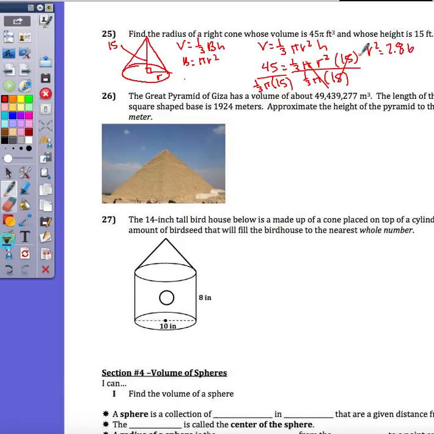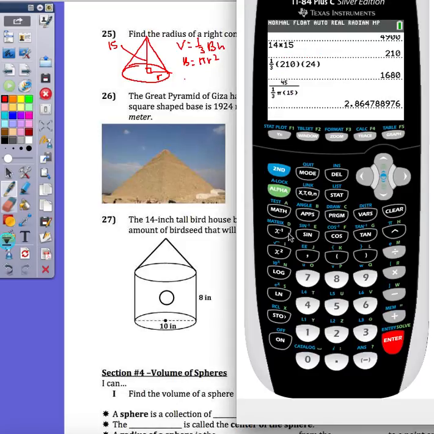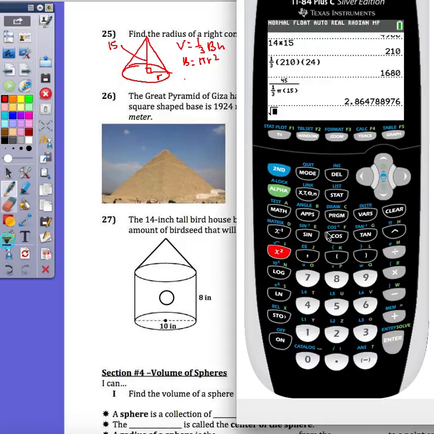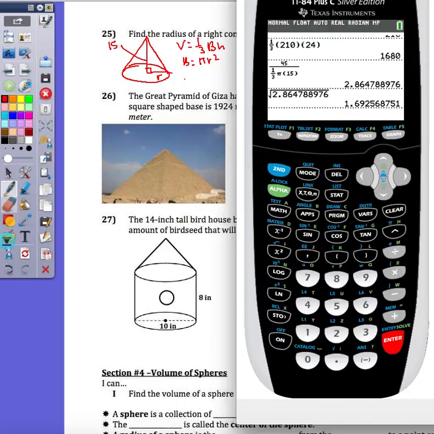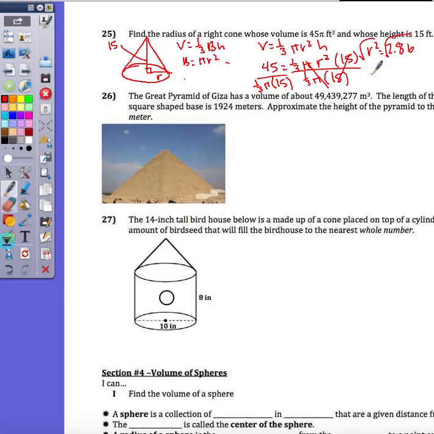But I got to get r by itself. So I'm going to square root both sides. So go over here. I'm going to do second x squared. Let's go ahead and copy that down here by just going to the up arrow, hitting enter, and see how it pops up in there. That keeps you from having to type it all in again. Then you hit enter, and you're going to get 1.69. So r equals 1.69.